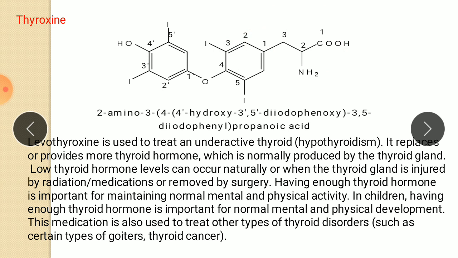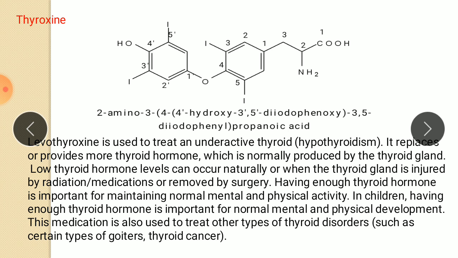Uses: levothyroxine is used to treat an underactive thyroid, that is hypothyroidism. It replaces or provides more thyroid hormone, which is normally produced by the thyroid gland. Low thyroid hormone level can occur naturally or when the thyroid gland is injured by radiation or medication or removed by surgery. Having enough thyroid hormone is important for maintaining normal mental and physical activity. In children, having enough thyroid hormone is important for normal mental and physical development.